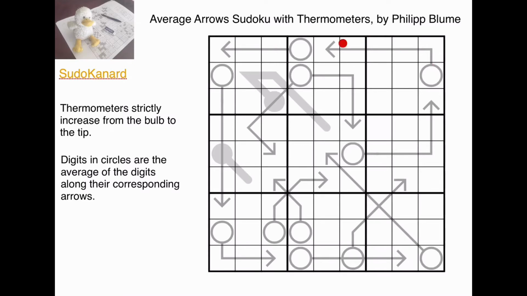And this first row is definitely the place to start, because this being the average of those means that the sum of those digits is 5 times this digit, so that's a multiple of 5. And as we are all aware, more or less, the sum of all digits on a row is 45, so that's a multiple of 5.